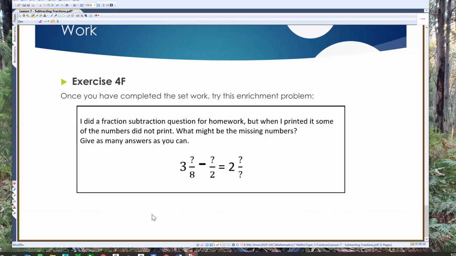So on to the exercise today, it's 4F. And again, don't forget to have a go at this problem here if you do finish that quickly.